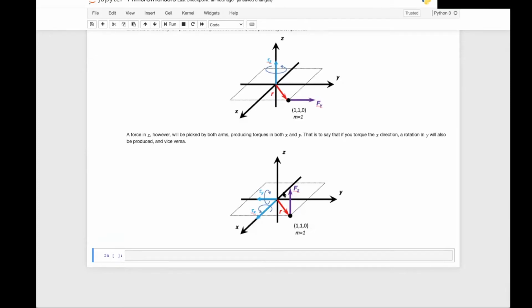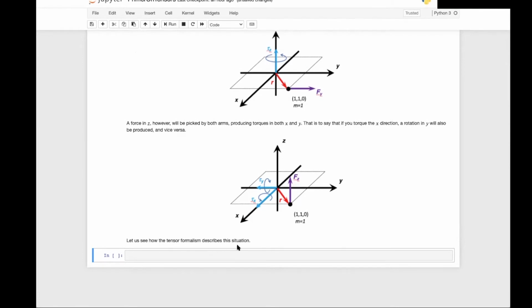That is to say that if you torque the X direction, you will also produce a rotation in Y, and vice versa. If you have this body and you start rotating it around the X-axis, inevitably you're also going to produce a rotation around the Y-axis. That is to say, if you accelerate this body in the Z direction, you're going to end up producing rotations both in X and Y.